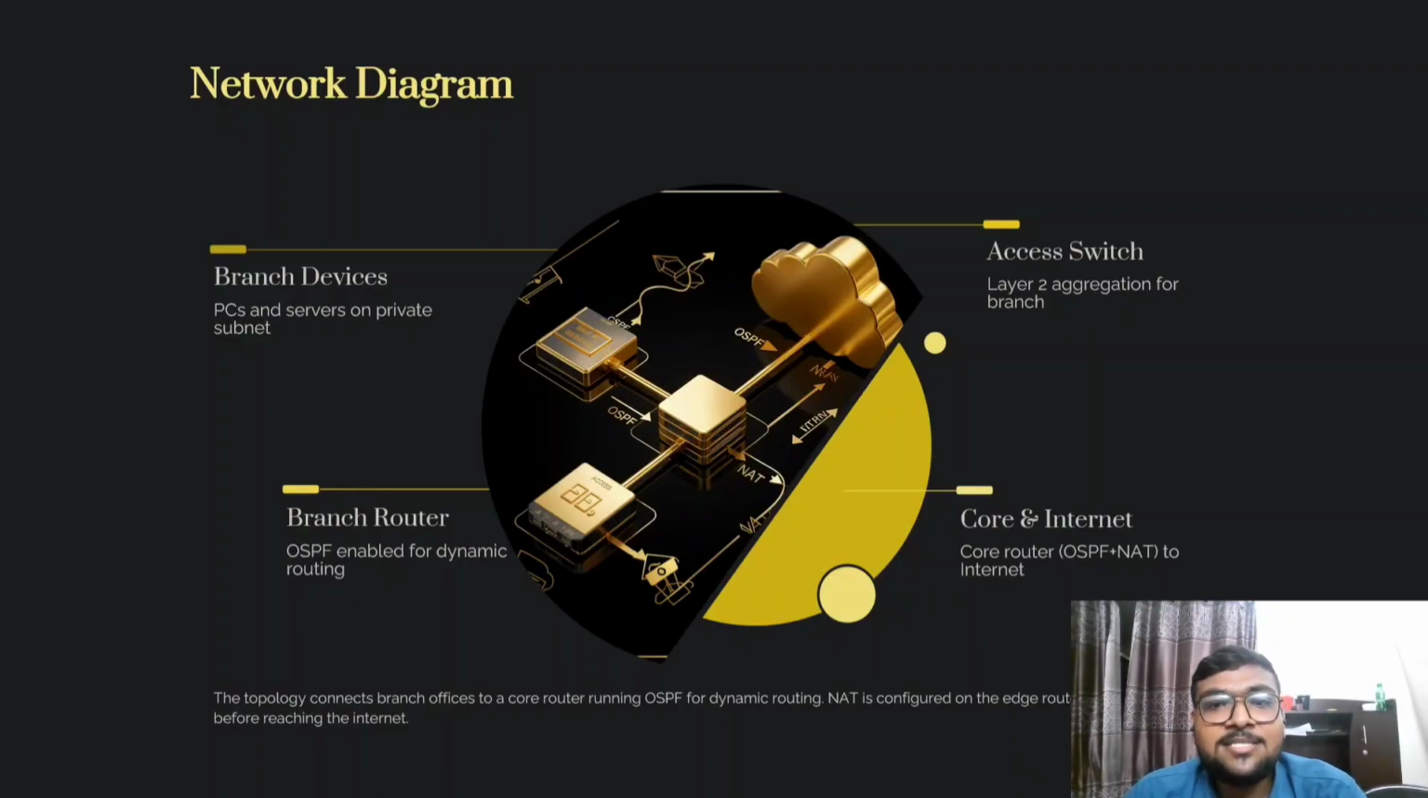This is our network diagram. It shows how different branches are connected through routers and switches. OSPF is used for dynamic routing between routers, and NAT is configured at the edge router for internet access. Now I would like to hand over to my teammate Pretom, who will explain the methodology and implementation part.